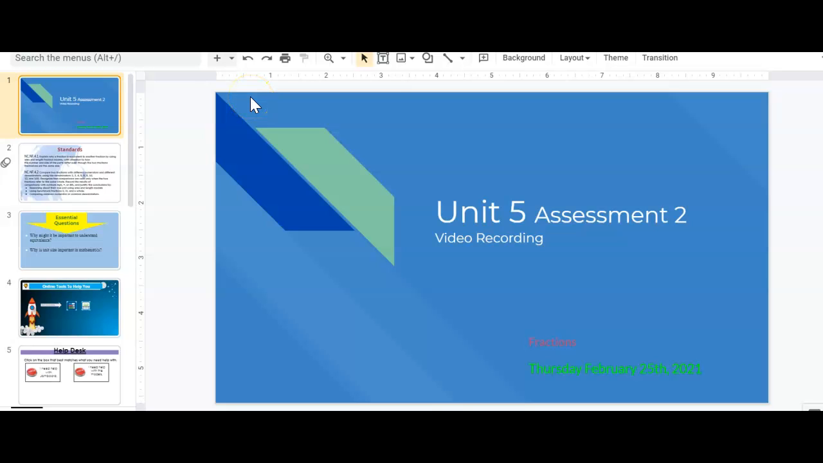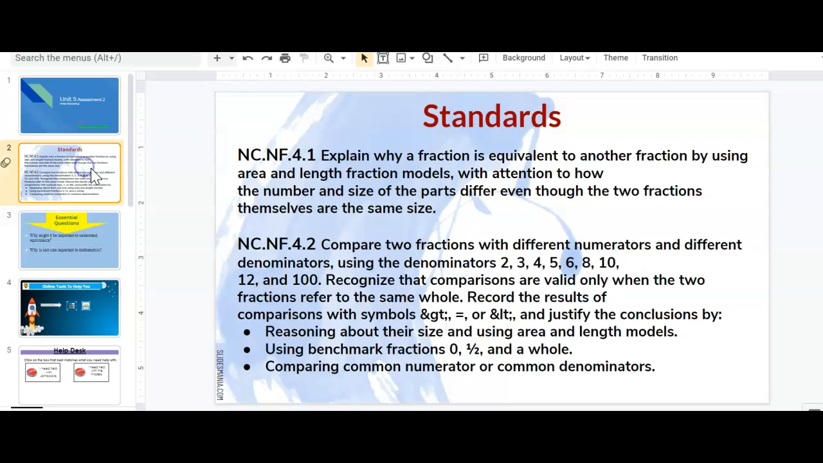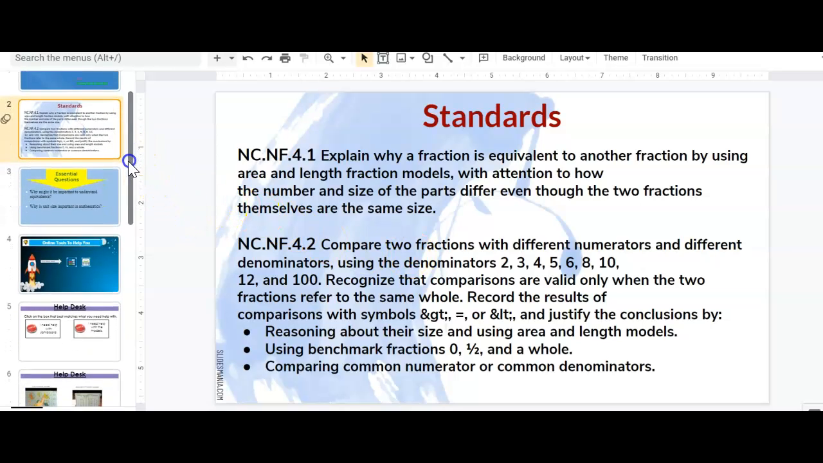Hey students, today you're going to be taking an assessment. Unit 5, Assessment 2 is what you're going to be taking today. And the standards that we have been studying over the last few weeks are listed here. It's all about fractions, explaining why a fraction is equivalent to another fraction, also comparing fractions. So those are the big takeaways from the two standards that we've been working on for the last few weeks.